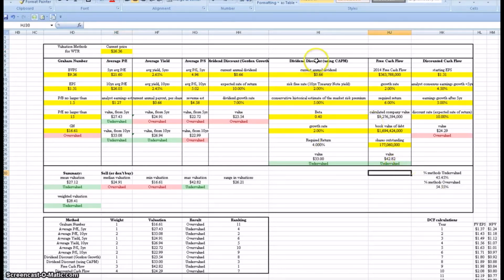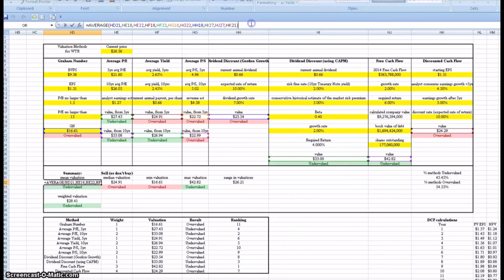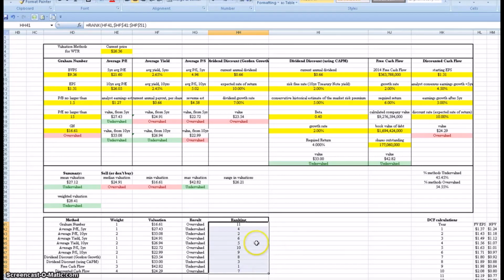Okay, so again, these two methods are ones that I just added. And then I added these methods down here also. I gave them a weight. And then the other column that I added, and I added them to the mean valuation and the median valuation to get those in those calculations. And then I added this ranking column just to get a quick look at the summary of the valuations, where 1 ranks at the highest valuation and 11 ranks at the lowest valuation.